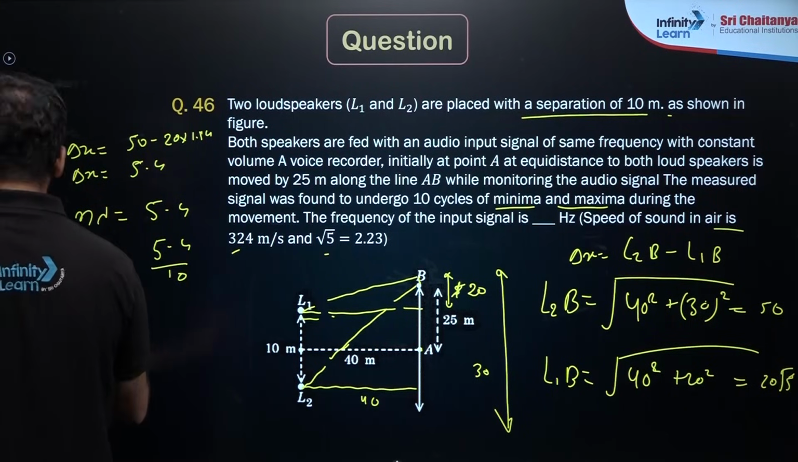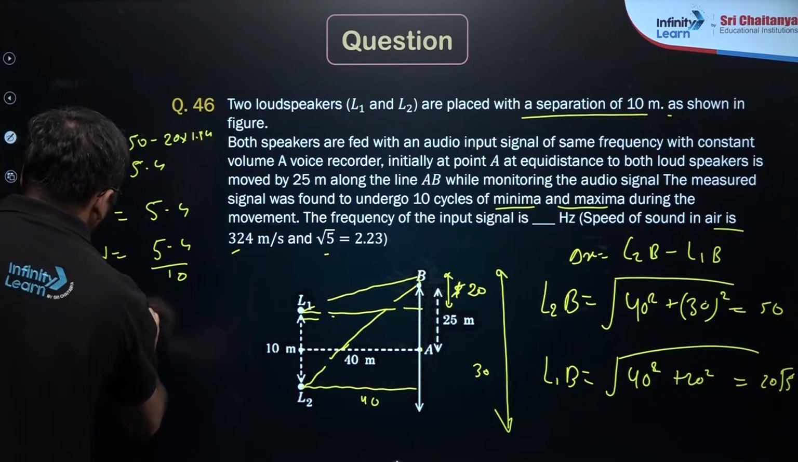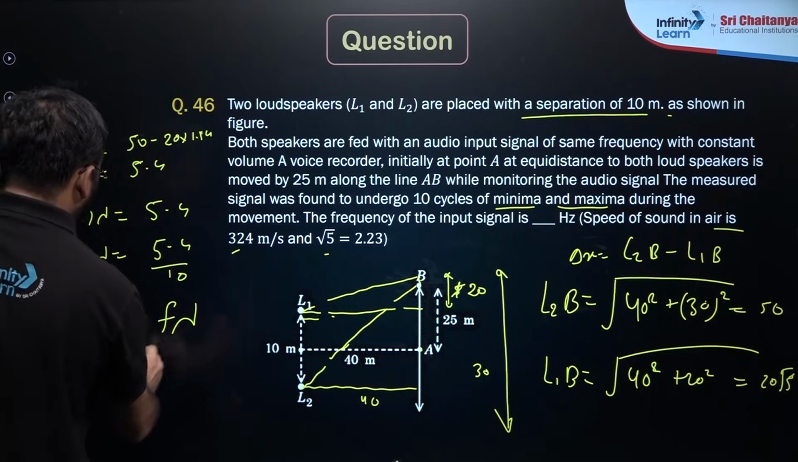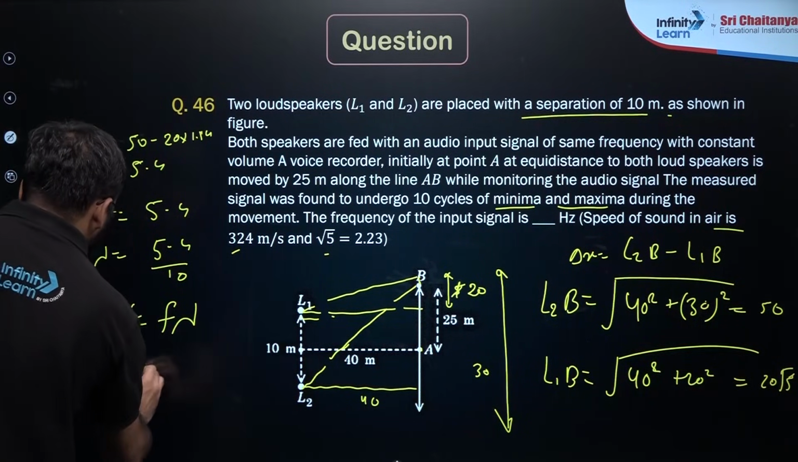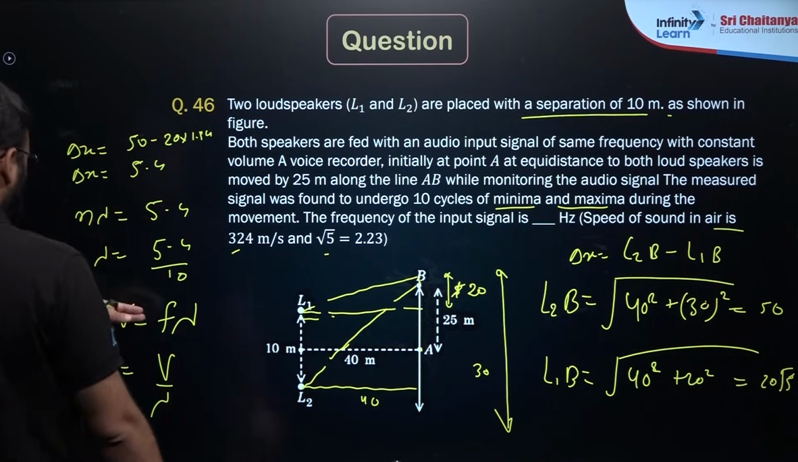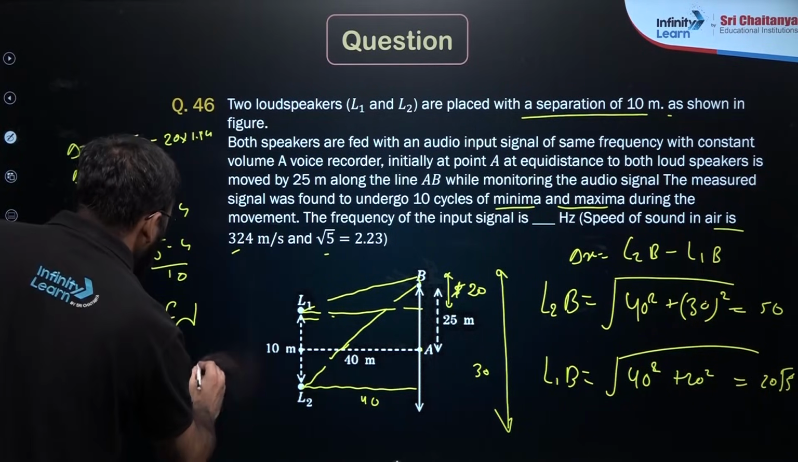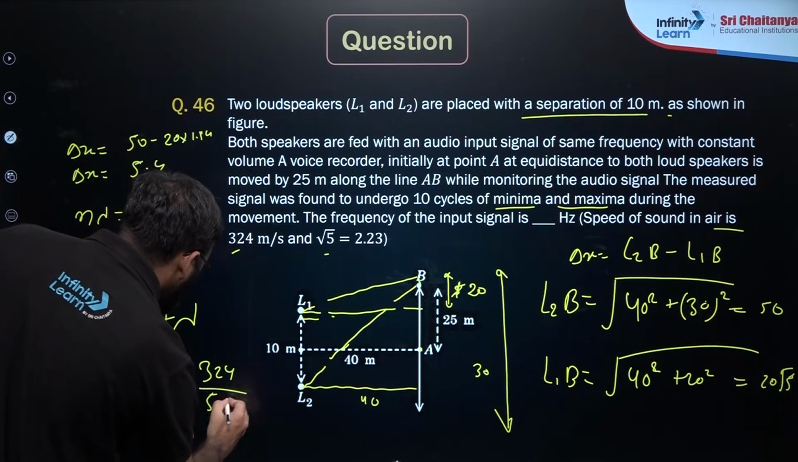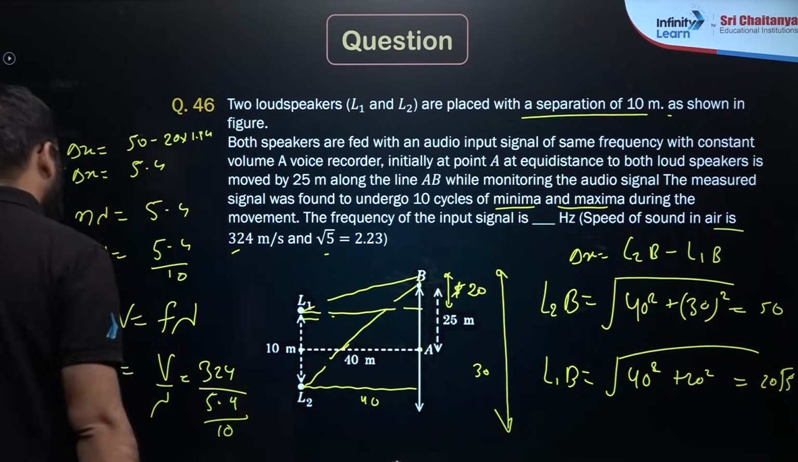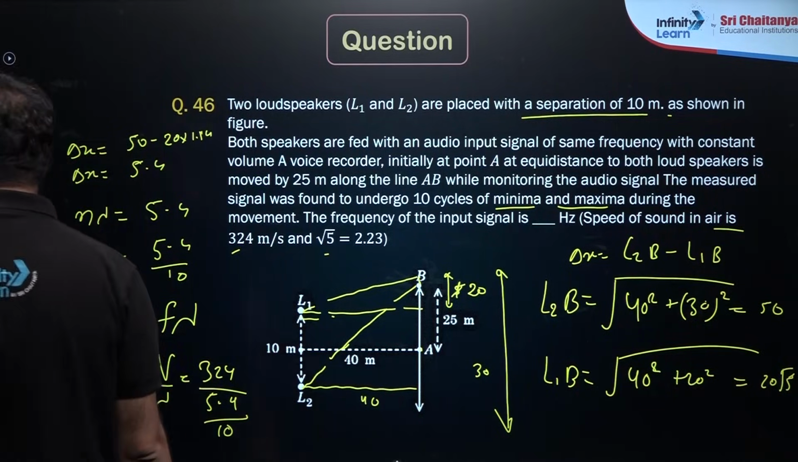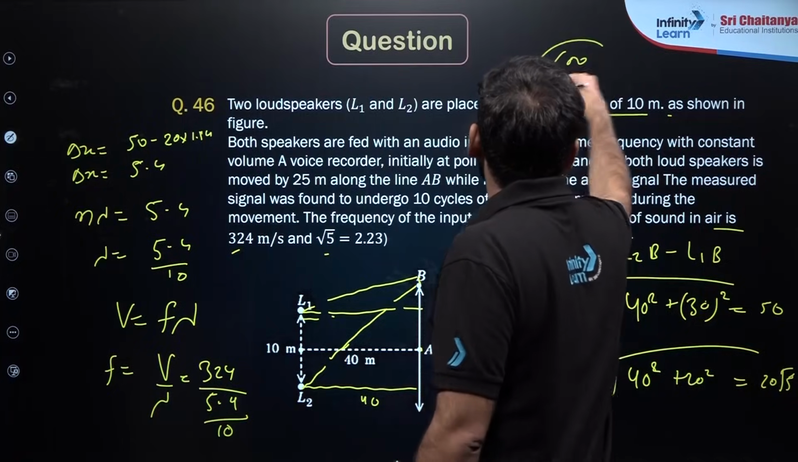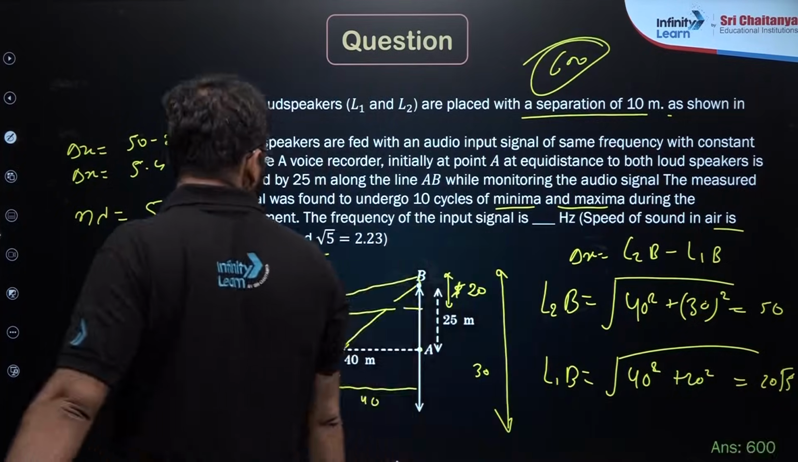Now V equals f lambda. They will ask for the frequency. So f equals V upon wavelength lambda. So V is 3324, and lambda is 5.4 divided by 10. You can do this calculation and you get the frequency of this one, that is 600. So the final answer of this one is 600 beta.